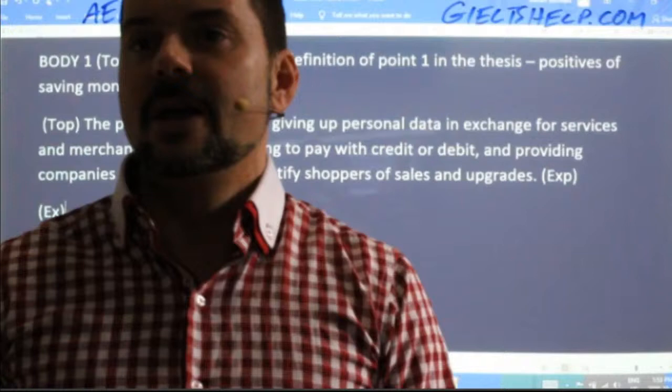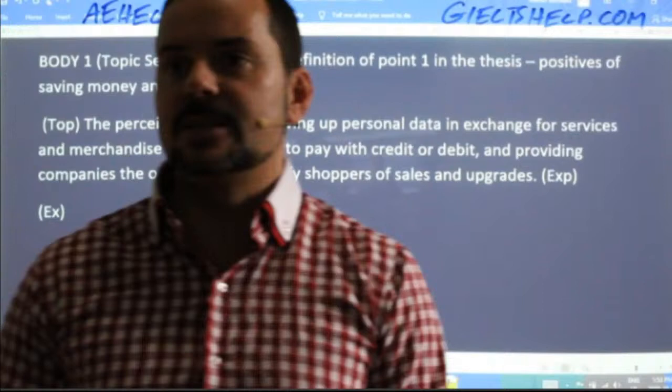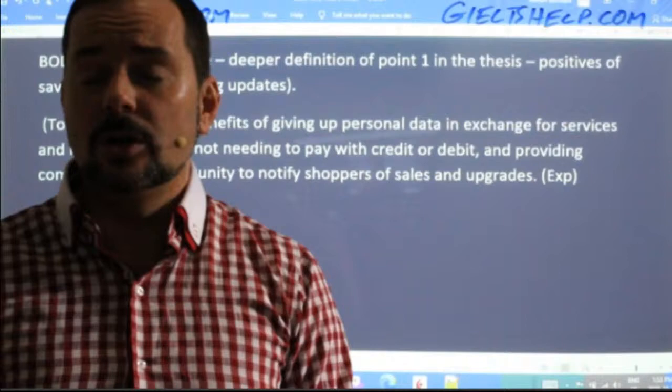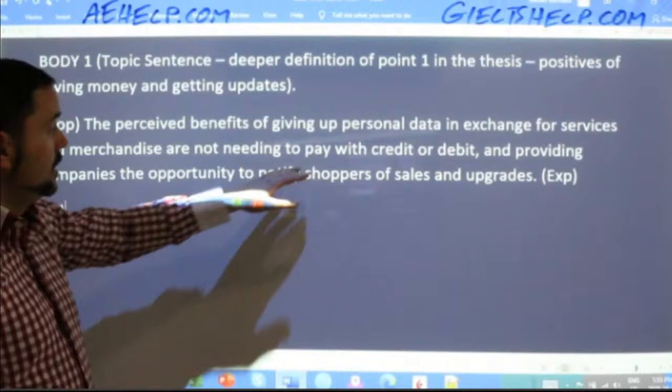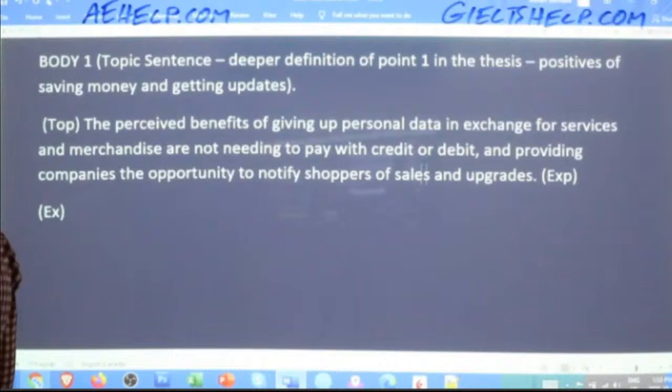Victor says websites get a person's data, such as emails, locations, and can send advertisements about their latest products. Okay, good. So everybody's writing about that. Make sure to also explain what you mean by not needing to pay with credit or debit. Okay, so I'm going to start writing the explanation and then I'll look back. I'll try to catch a couple more explanations before we get to the example. Okay, so this would be mine.